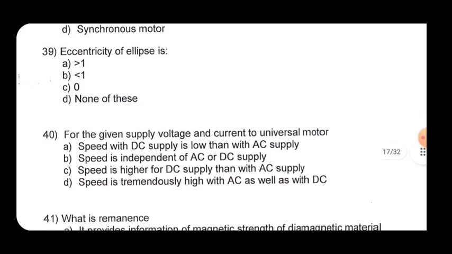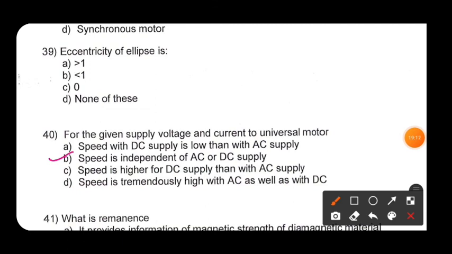So next is for the given supply voltage and current to a universal motor. All of you know that a universal motor operates on both AC and DC. So there will be no variation of speed when we differentiate between AC and DC supply. The speed is basically independent, whether you provide AC or DC supply.